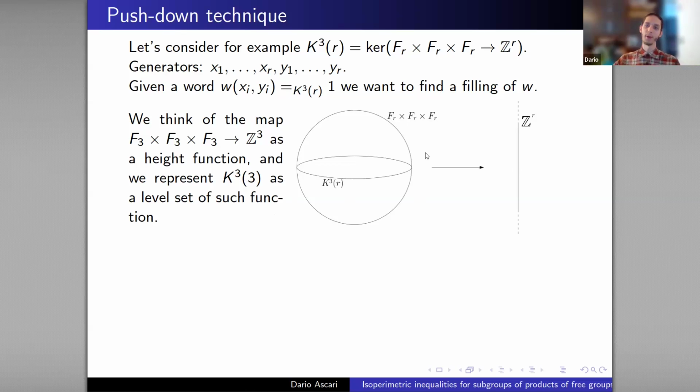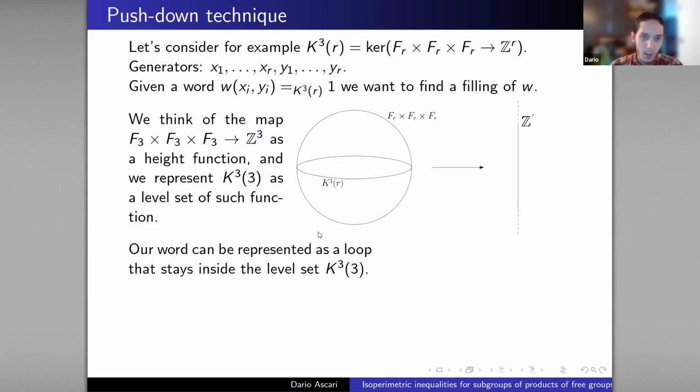So it's the points which are at height 0. You should think of it as a level set of this map. Take your sphere and cut it with a plane, and this circle is K3R. Our word W is a word that lives inside K3R. It's written in the generators of K3R.